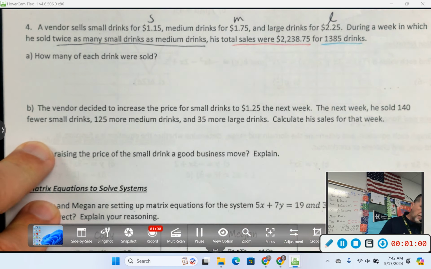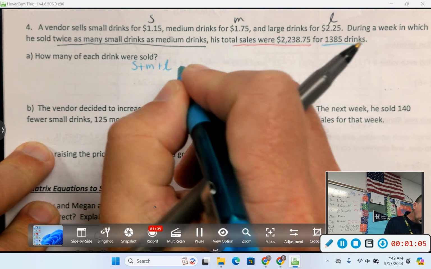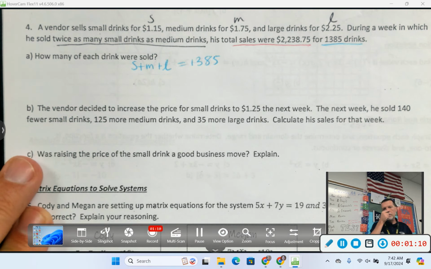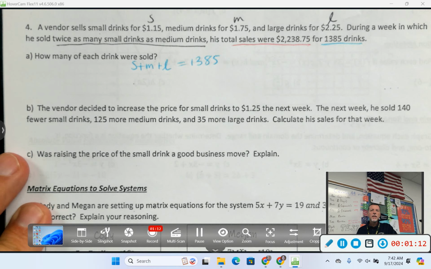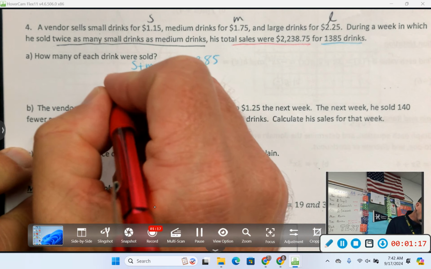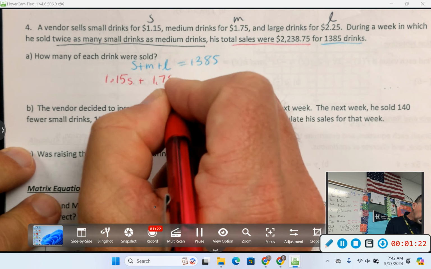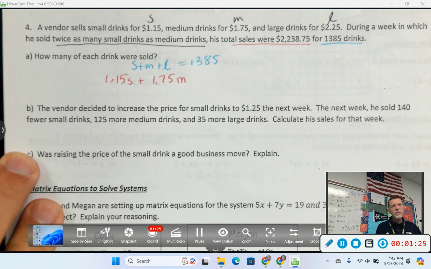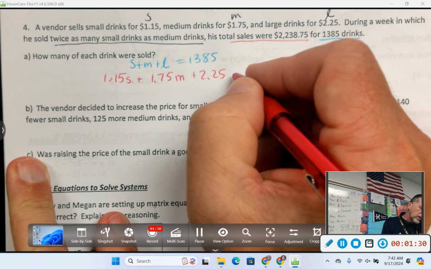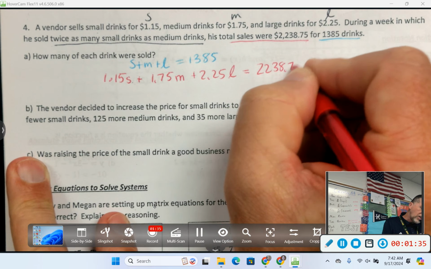So this maybe feels out of order, but the 1385 drinks is the easiest one. S plus M plus L is 1385, because that's the total number of drinks he sold. His sales is a pretty easy one, because the small drinks cost $1.15 for each small, $1.75 for each medium, so times the number of medium drinks, and $2.25 for each large. And he made $2238.75.